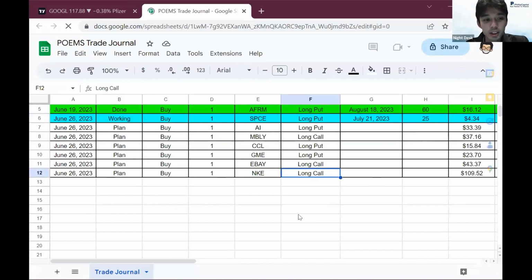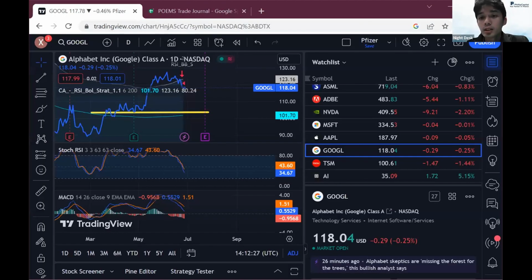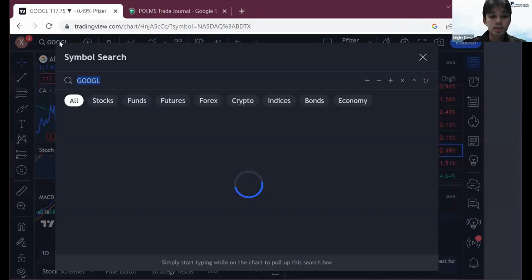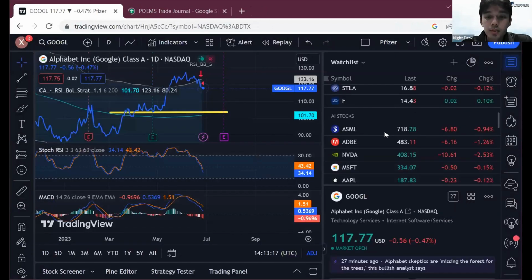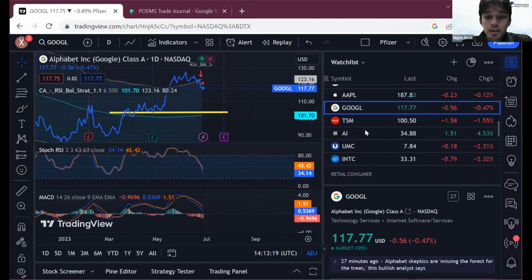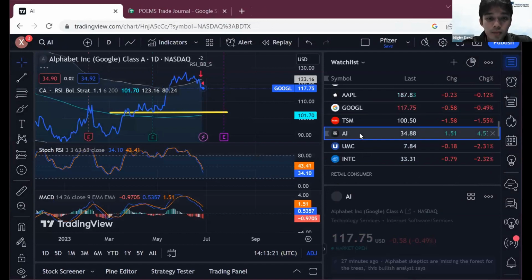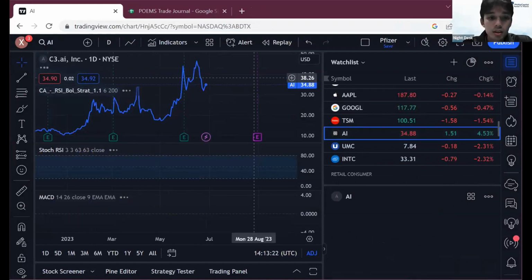These are some of the stocks that I planned on Monday. I didn't really have time to look into them, so maybe I'll take a look at some. I saw some in the Q&A, someone was referring to AI. Yes, I've been taking a look at AI itself. Okay, let us take a look at AI.